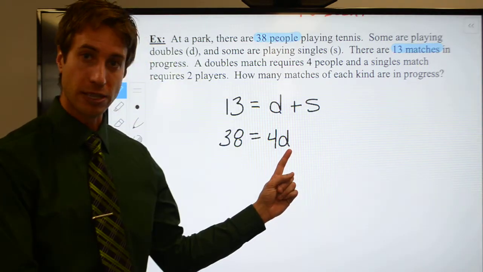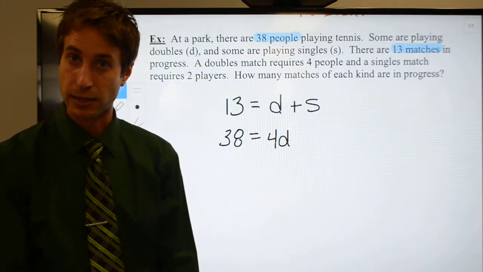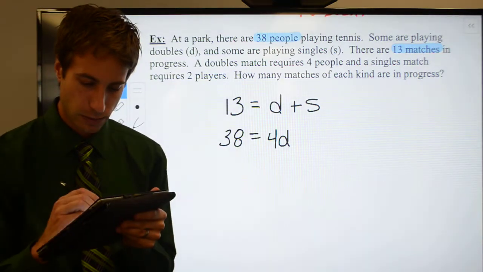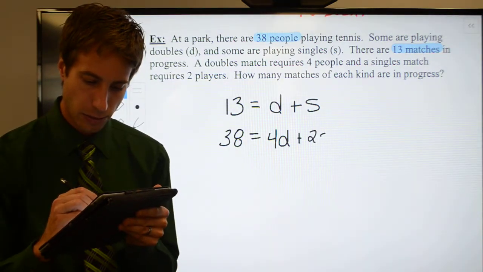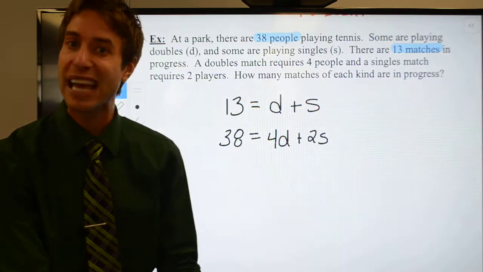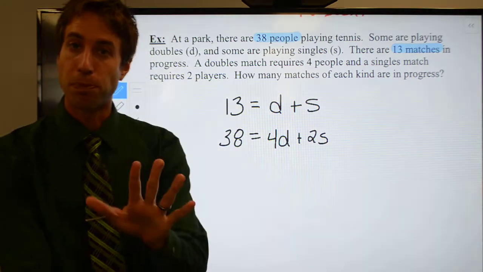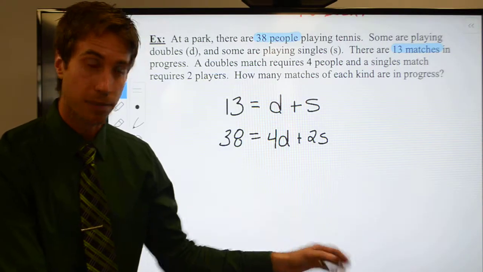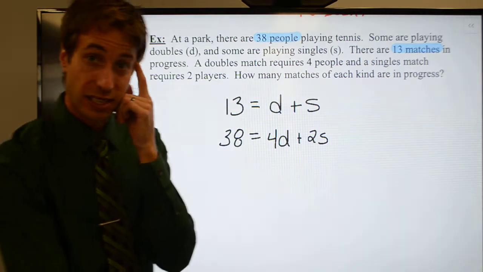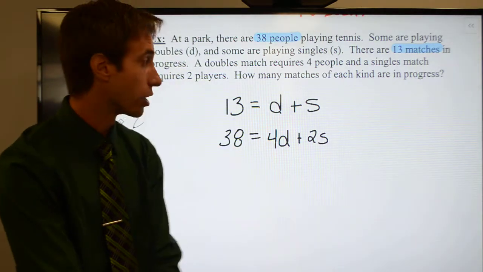So how many people are playing doubles? Well, figure out how many doubles matches there are, multiply by 4, and I'll know what portion of that 38 are people playing a doubles match. How many people does it take to play a singles match? Well, it takes 2. So how many people are playing in singles matches? Well, if I know how many singles matches are being played, I multiply that by 2 and I know how many people are in singles matches. The point is, if I add all those people up, I get 38. Well, now all we need to do is solve this system of equations. I have 2 unknowns. I have 2 equations. We're good to go.